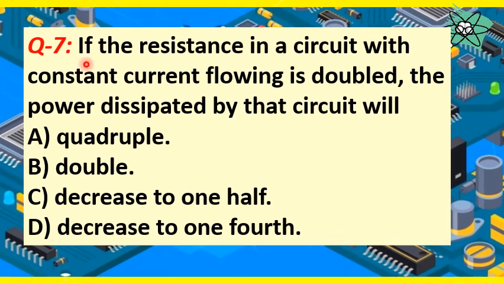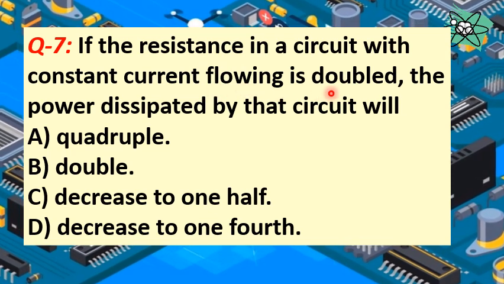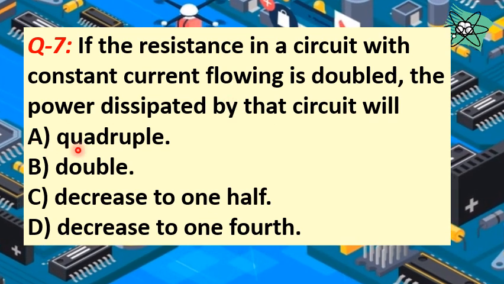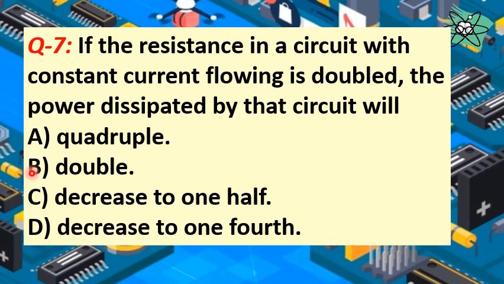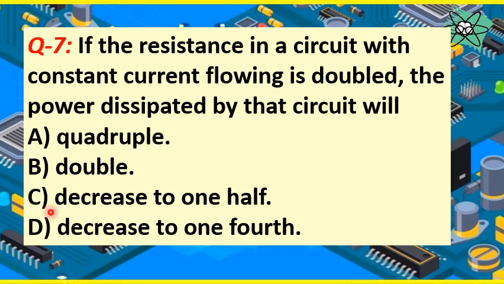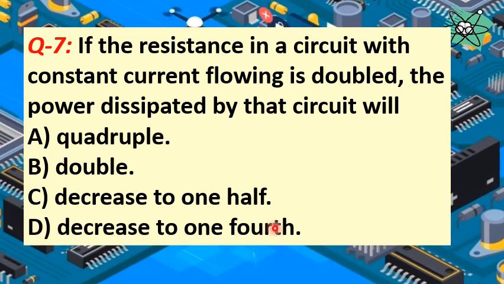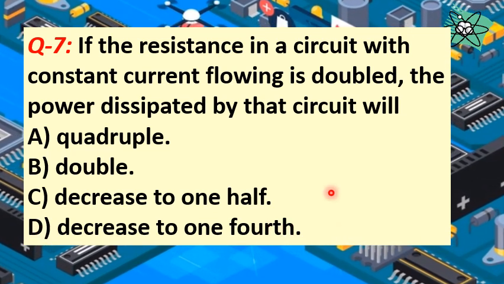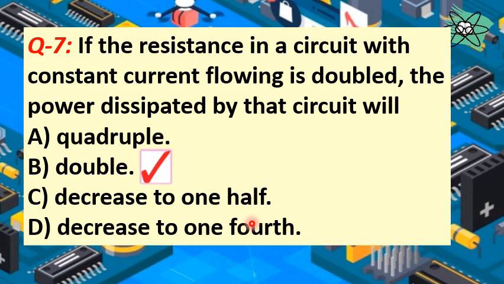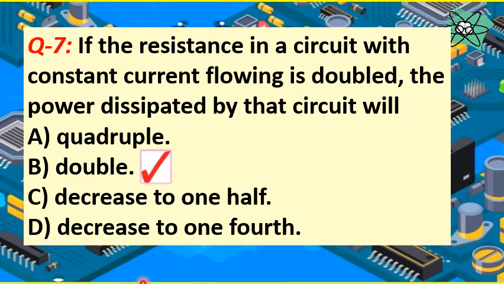Question number 7. If the resistance in a circuit with constant current flowing is doubled, the power dissipated by the circuit will, option letter A, quadruple. Option letter B, double. Option letter C, decrease to one half its original. Option letter D, decrease to one fourth its original. So the correct answer in this question is option letter B. The power dissipated by the circuit will double.